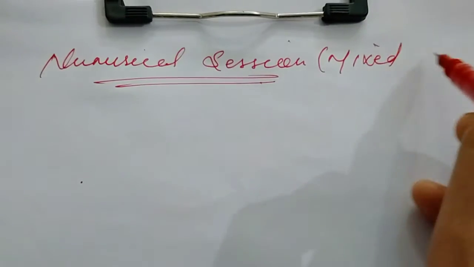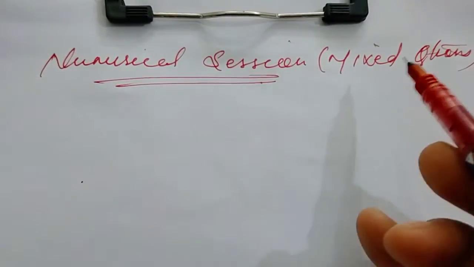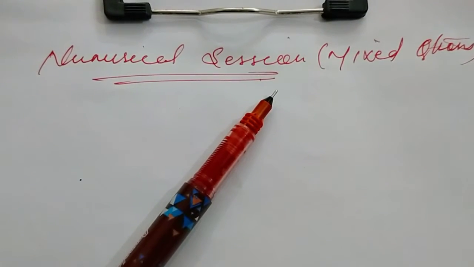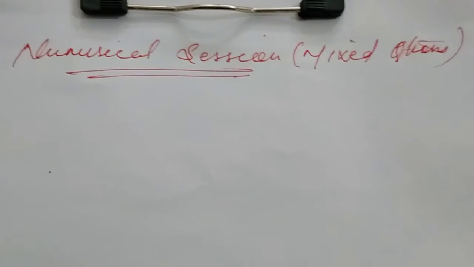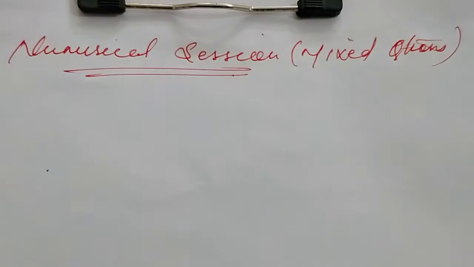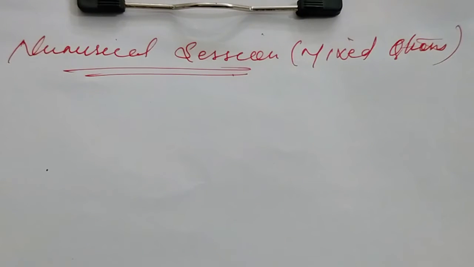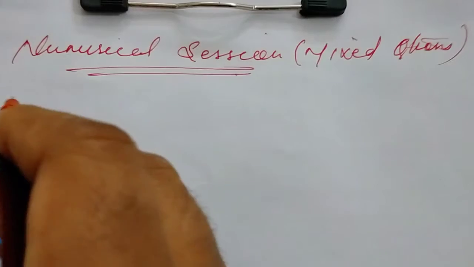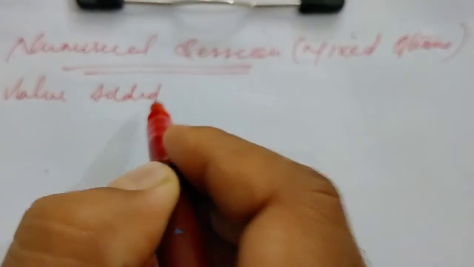Mixed questions in the sense, questions from each and all sections, like income method, value-added method, and expenditure method. Okay, so the first numerical I will take from the value-added method. First example from value-added method.